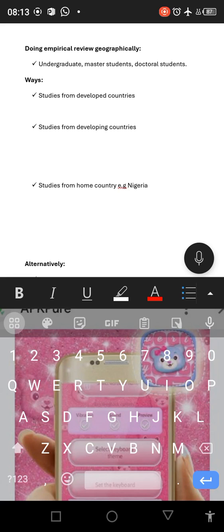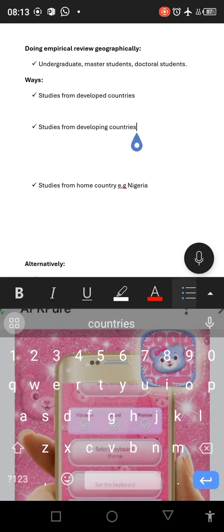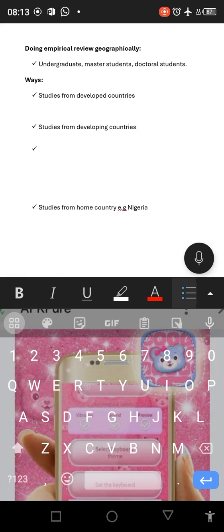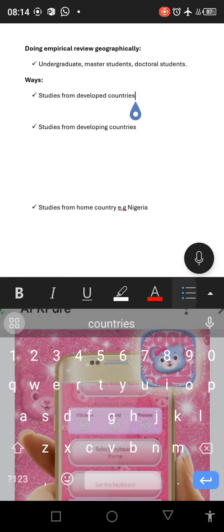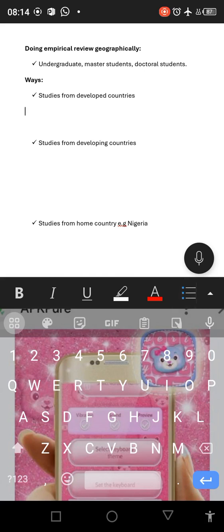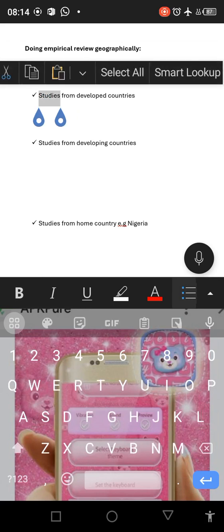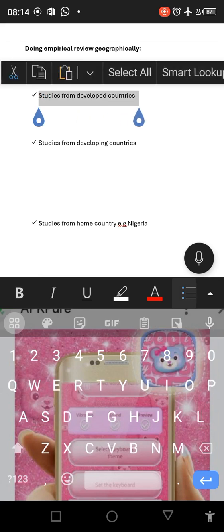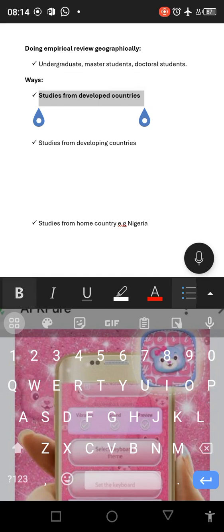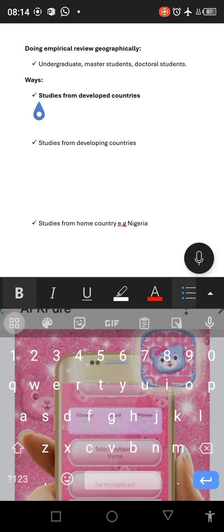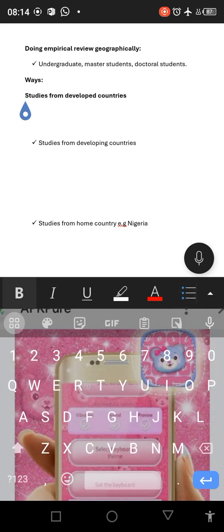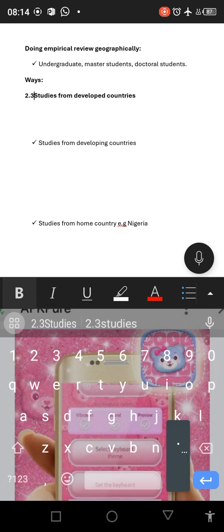For instance, okay, I want to review studies from developed country. I will write this as my heading. Studies from developed country. So underneath it, this is a heading. I will bold it. You understand? I will bold it. And our empirical review always carries this labeling of 2.3. So this will be my 2.3.1.